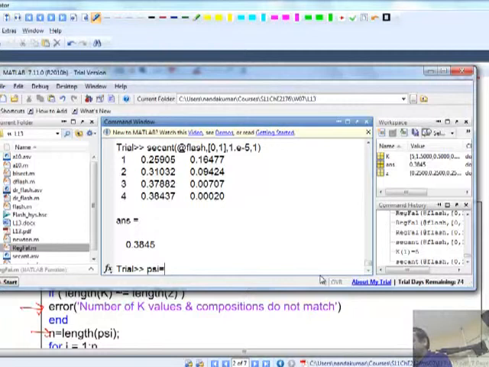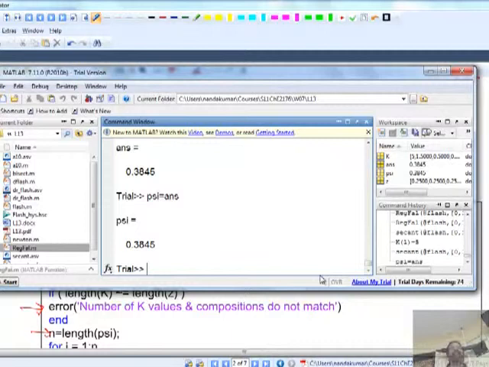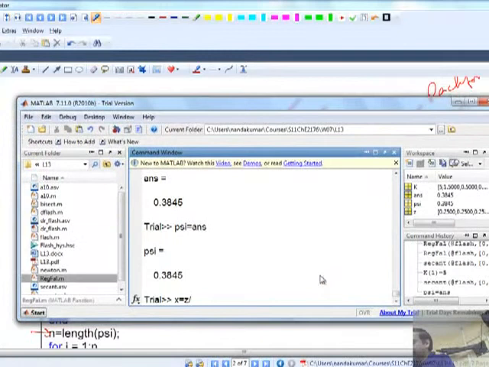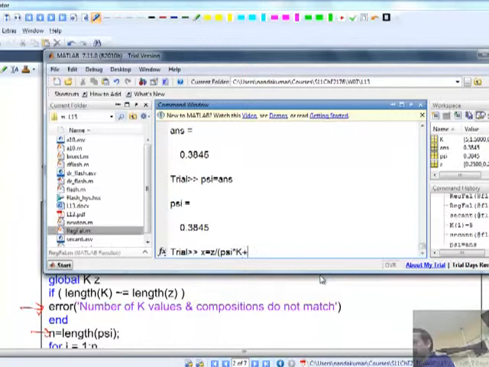So all I'm saying is that the fraction psi is saved, that's 0.3845. So x is going to be equal to, where is the formula, z divided by psi times k plus 1 minus psi. How many of you agree that it will give me the, how many numbers do I expect? 4 numbers. These are the mole fractions of methane, ethane, propane, butane in the liquid phase.